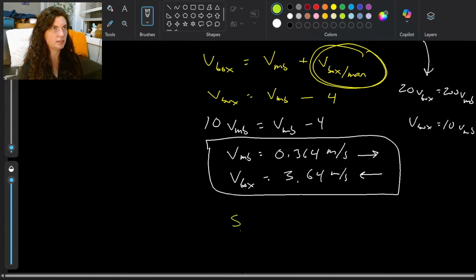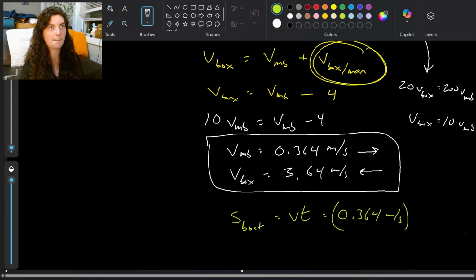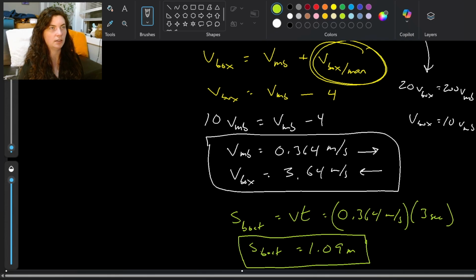Assuming constant velocity, I'm going to get that my boat moves velocity times time. So my boat velocity was 3.64 meters per second times 3 seconds. And that's going to give me that the boat moved 1.09 meters away in 3 seconds after throwing that box.